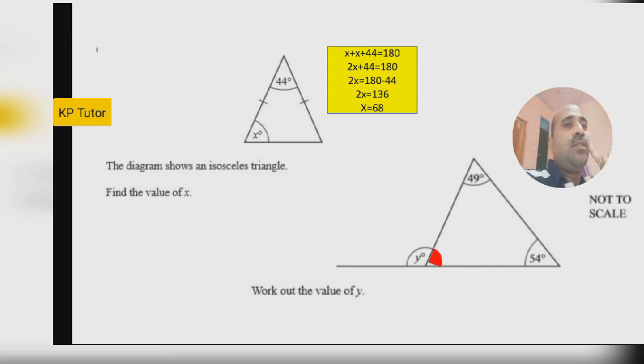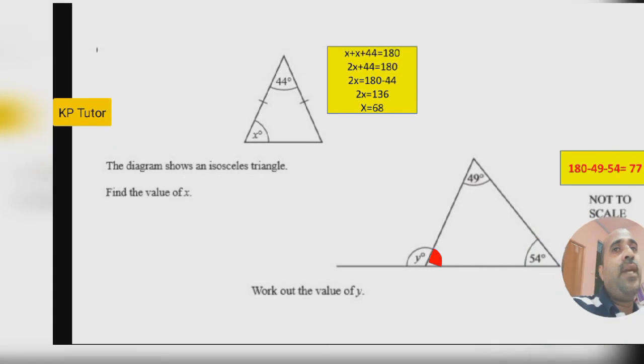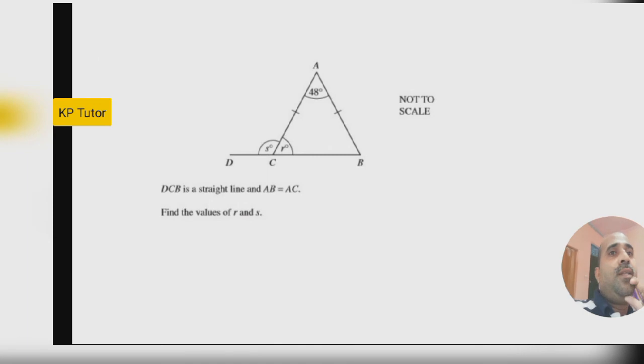Then the second question, we have to find the y value, but just think about that red marked angle. That angle makes a straight line, right? On a straight line, we know the total is 180 degrees. So 180 minus 49 minus 54, the answer is 77. This is also a very easy question.